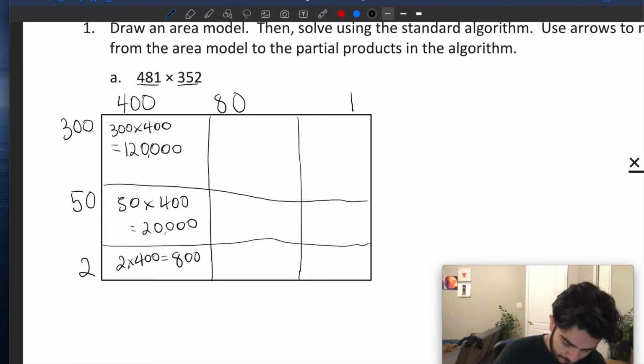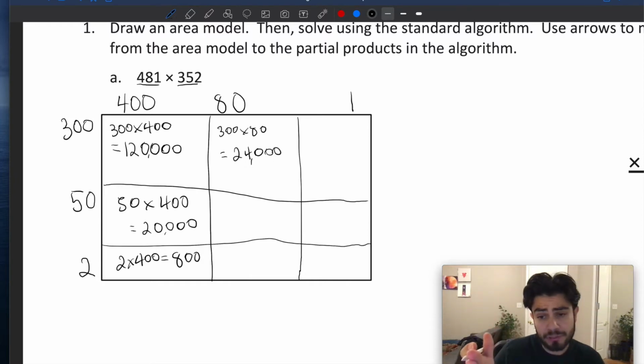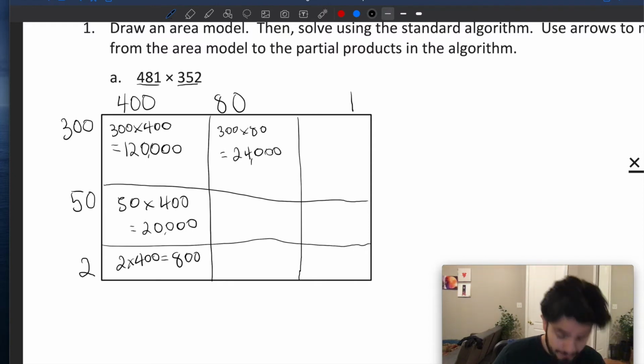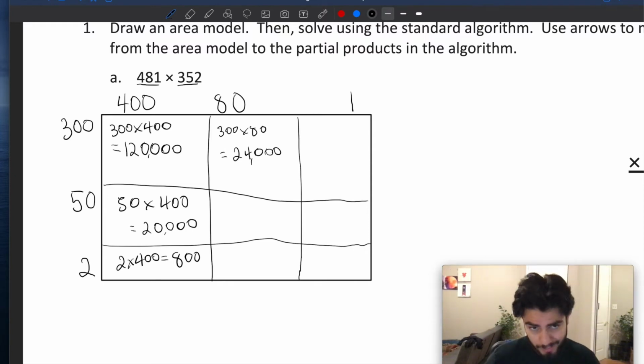Let's continue. 300 times 80 is going to give me a 24 and 3 zeros. I hope you're double checking that I'm doing this right. I may be doing this wrong. I'm probably not going to catch it when I edit it. You got to be responsible enough to catch that, because I'm not perfect, right? We're all going to make mistakes eventually.